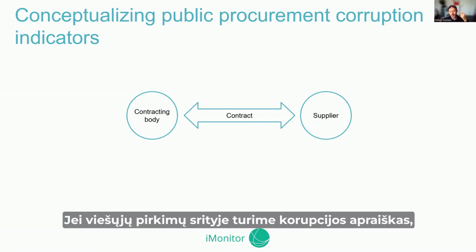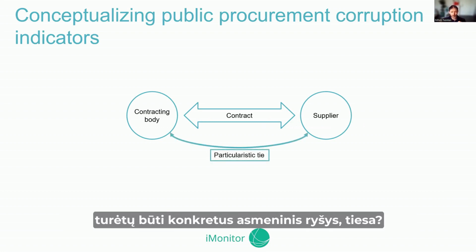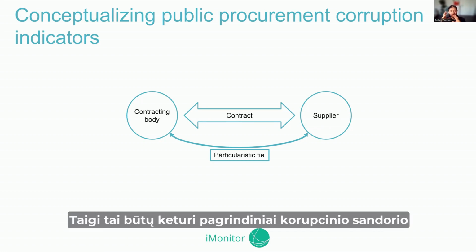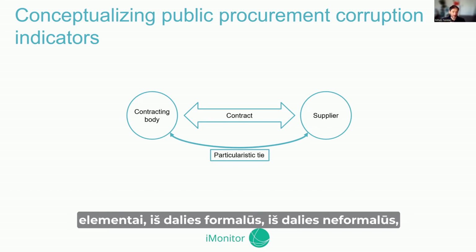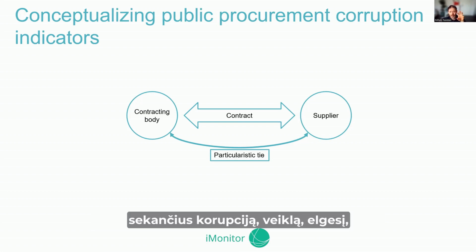Now, if we have corruption in procurement, there is a particularistic personal tie, right? So we cannot enforce a corrupt deal at court. Instead, we need personal connections to be able to make those deals happen. So these would be the four main elements of a corrupt deal, partially formal, partially informal, in public procurement. What's great about this simple schema is that we can have corruption risk indicators tracking corruption activities, behavior, strategies in each of these 4 domains.